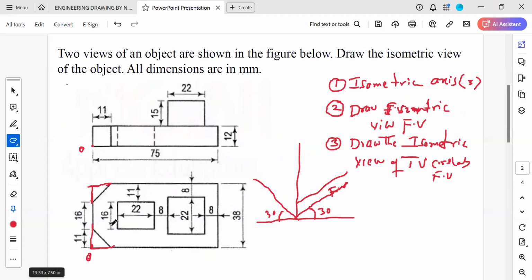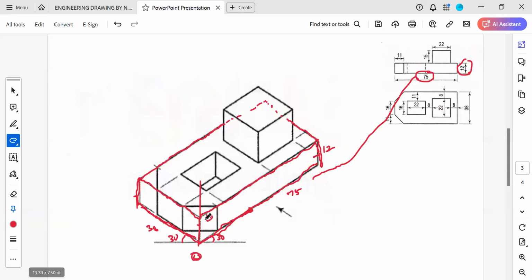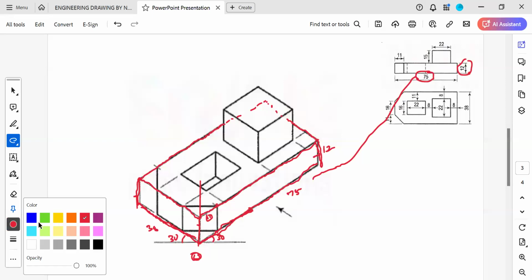This side also 11. So from this corner you measure 11. You complete the trimming portion. For the trimming portion I will use one more color so that you can clearly understand it.